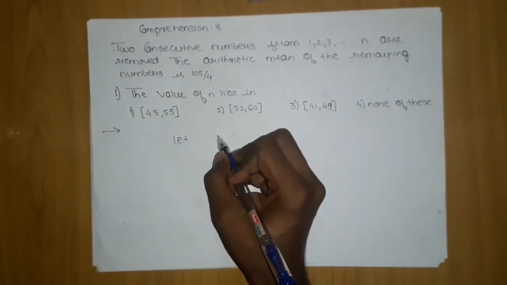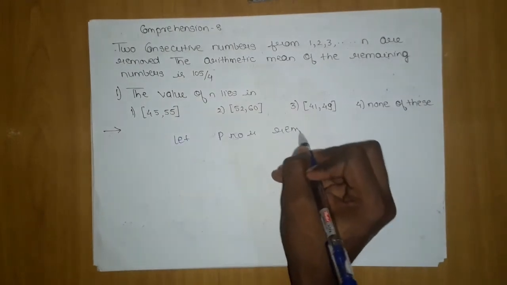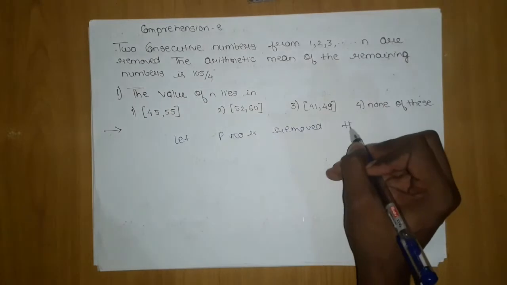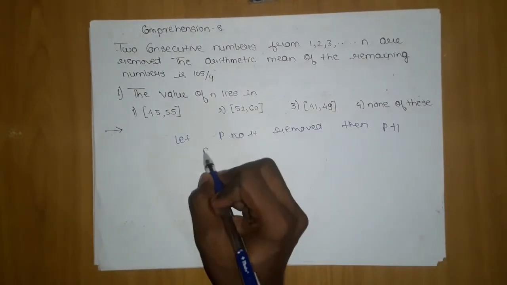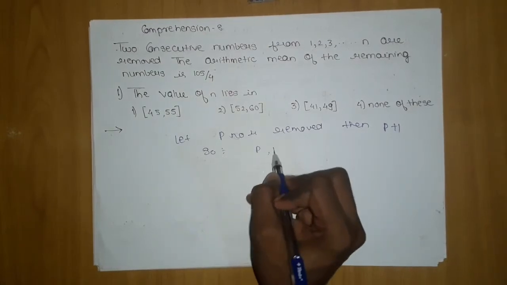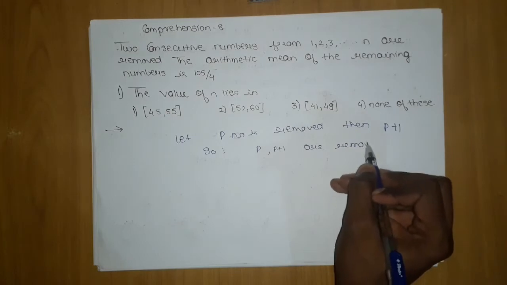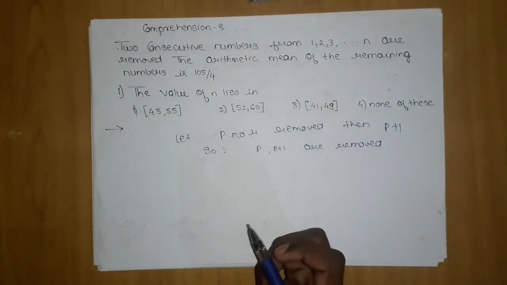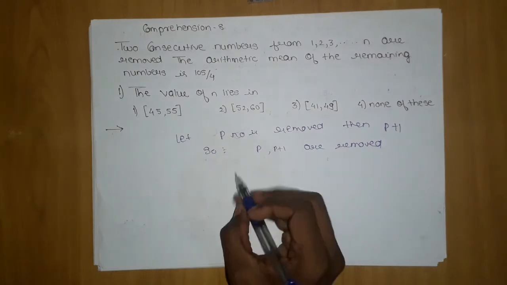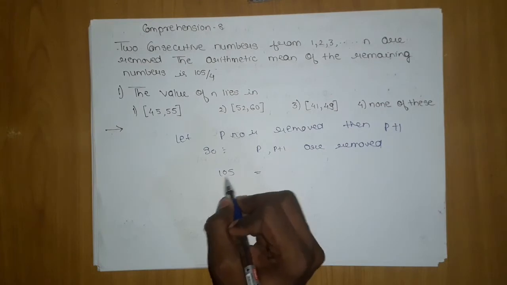See, if I let p number is removed, then the next number after p will be p plus 1. So what we got, p comma p plus 1 are removed, and they have given arithmetic mean of the remaining numbers. Okay, so arithmetic mean is what they have given, 105 by 4.